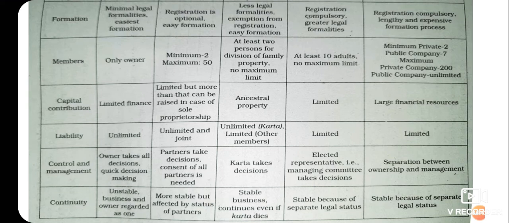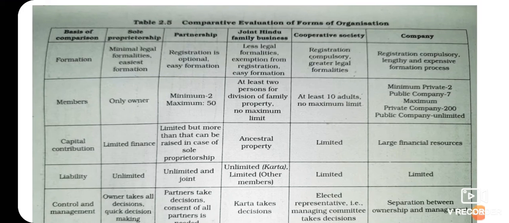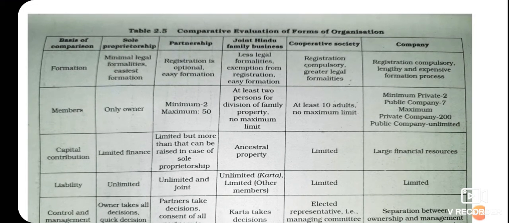Stable existence in the cooperative because of separate legal status. The owners and the members have separate legal status. That is why continuity is possible. Members may come and go, but the cooperative is there. Stable because of separate legal status. The ownership and liability of the members is different from the ownership and liability of the company. That is why separate legal status. So members can come and go here also in the company form of business. So this is it, children, for the comparison of various forms of business organization.